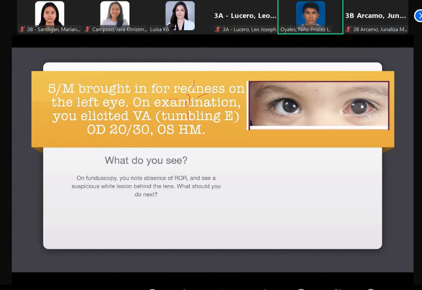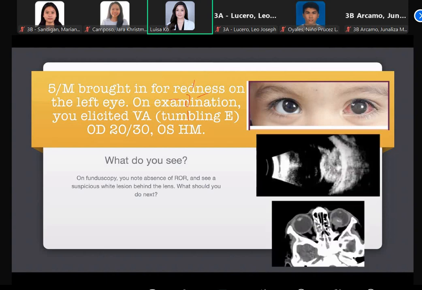MRI, Doc. Okay, good. You want to do an imaging study, no? So aside from an MRI, what else can you get? CT scan, Doc. CT scan, good. You can also do a CT scan. Anything else? Yeah, let's say we ordered imaging studies, no? So we did 2 imaging studies.